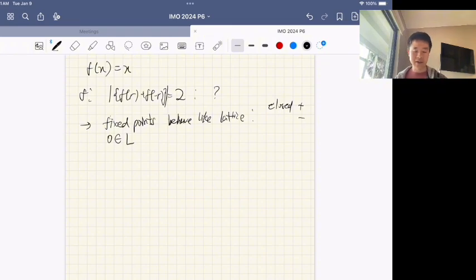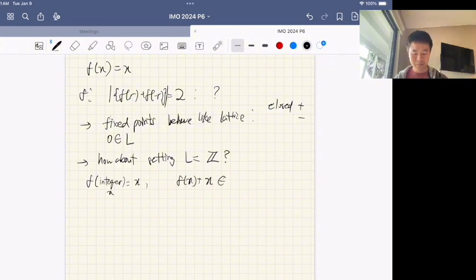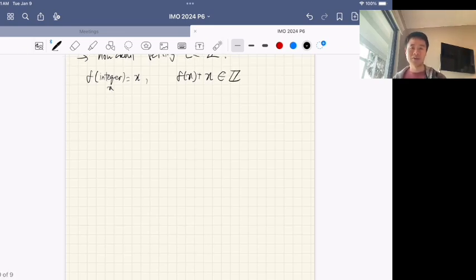So we can guess, how about setting this lattice as the set of all integers, meaning that we need to have f of an integer equal to x. And then we also need to make sure that f of x plus x is also an integer. Meaning that, for example, f of 0.1 has to be some integer minus 0.1, and stuff like that.